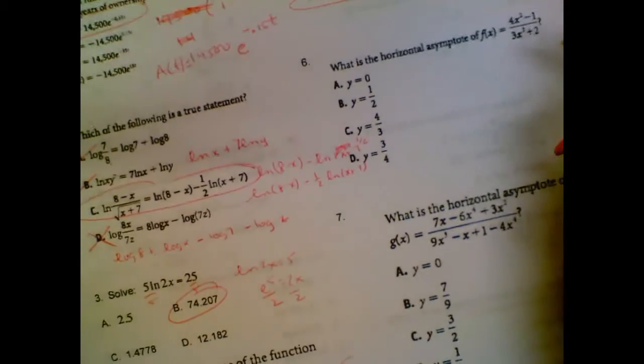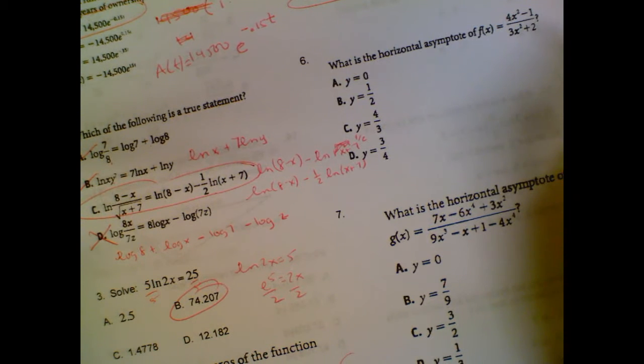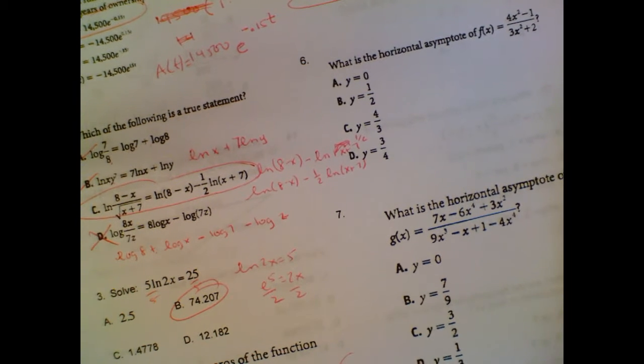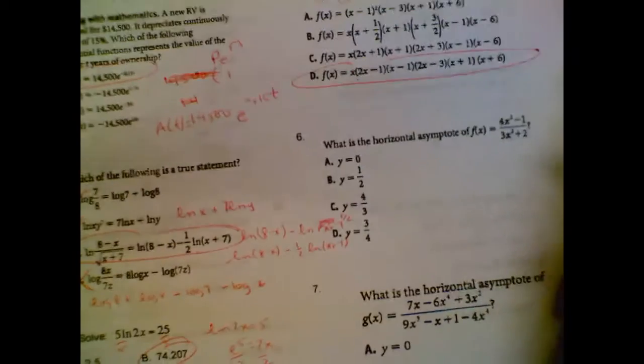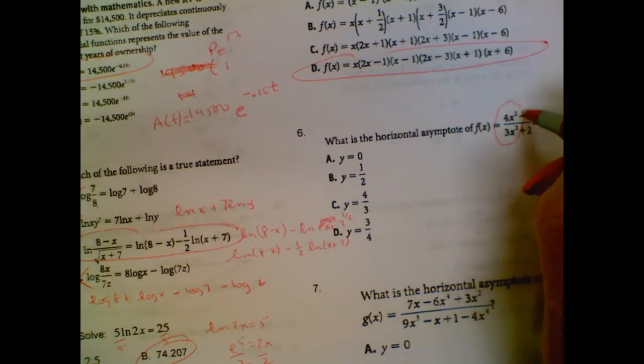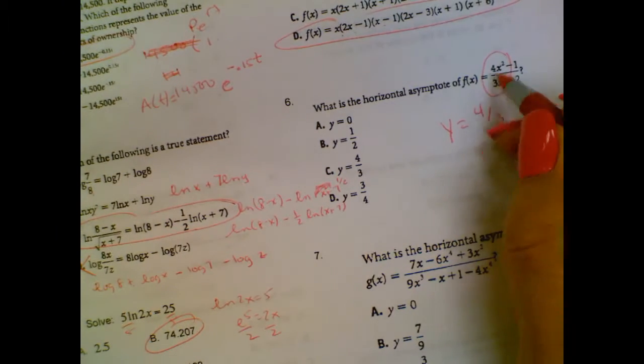What is the horizontal asymptote? Vertical asymptotes are from the bottom. Horizontal asymptotes are the degrees. You look at your degrees. If your degrees are the same, your horizontal asymptote is y equals 4/3. It's the 4 divided by 3.